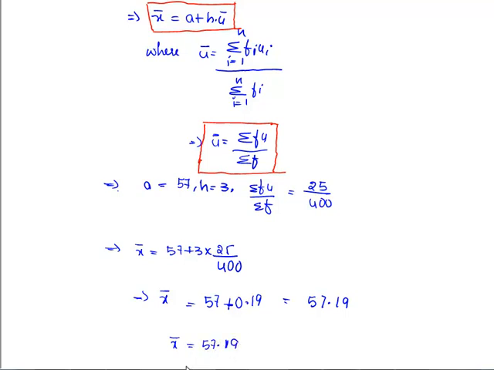And they have also asked which method of finding the mean did you choose. We have chosen the step deviation method, as fi and xi product were large.